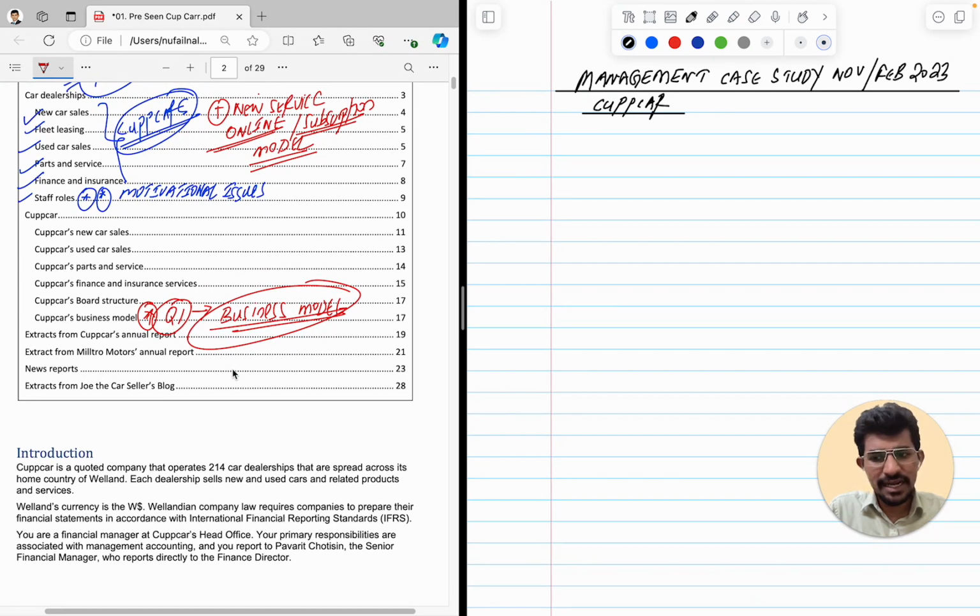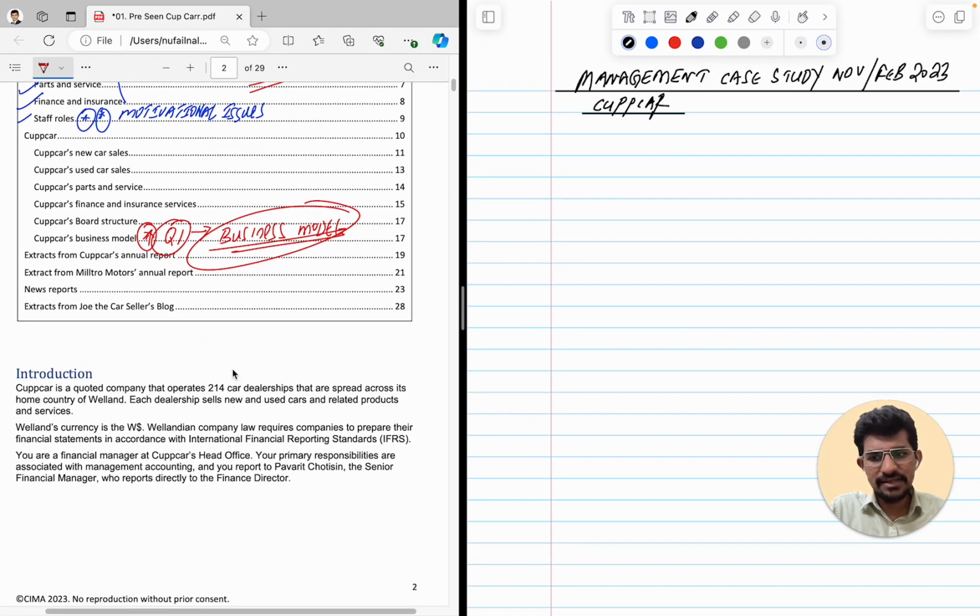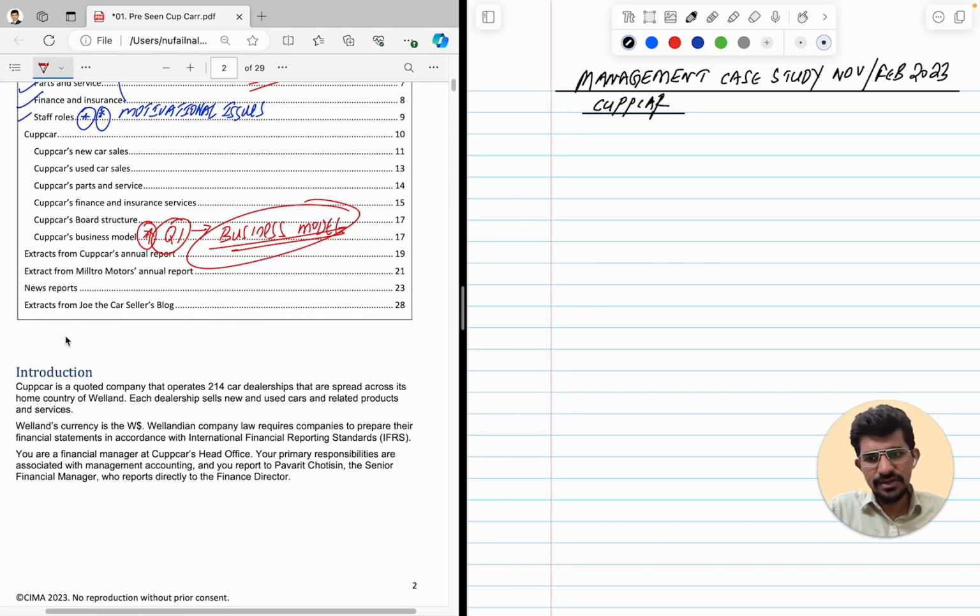And I have already done a financial analysis, which I may upload, and the extracts from Joe Carr's sellers blog. Now, students, there is a section on big data analysis, if I'm not mistaken. Nowadays, big data analysis is one major area that the examiner is interested in, because in today's context we need to make data-based decisions, and that is very, very important as well.